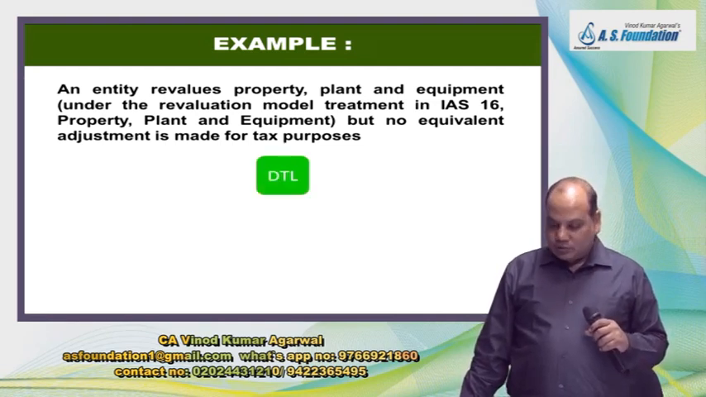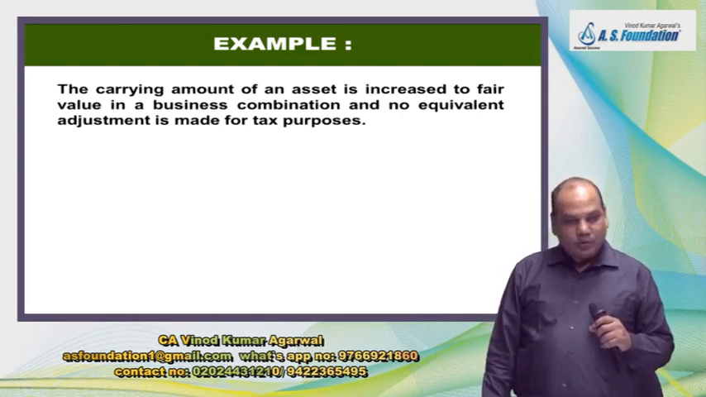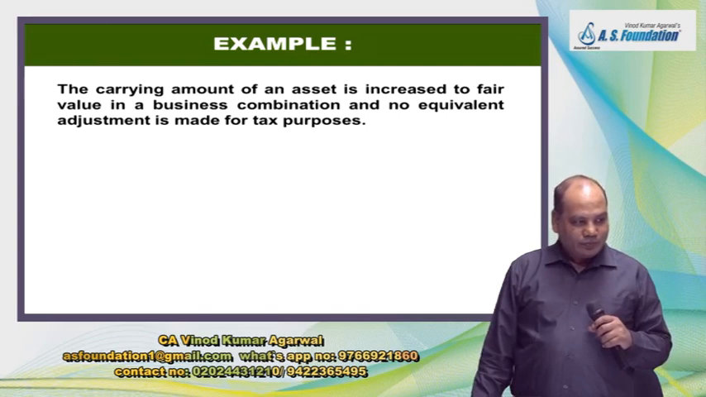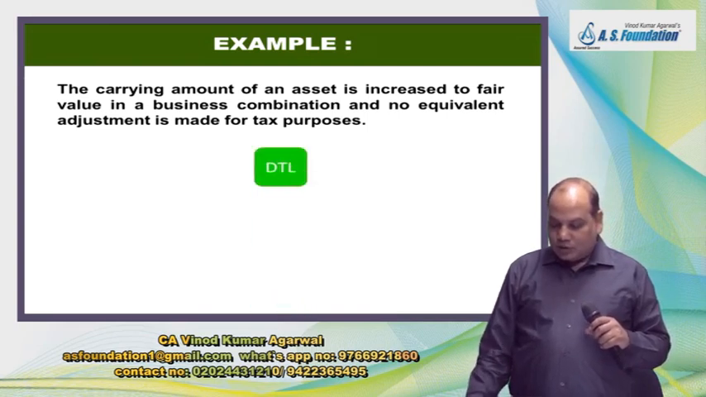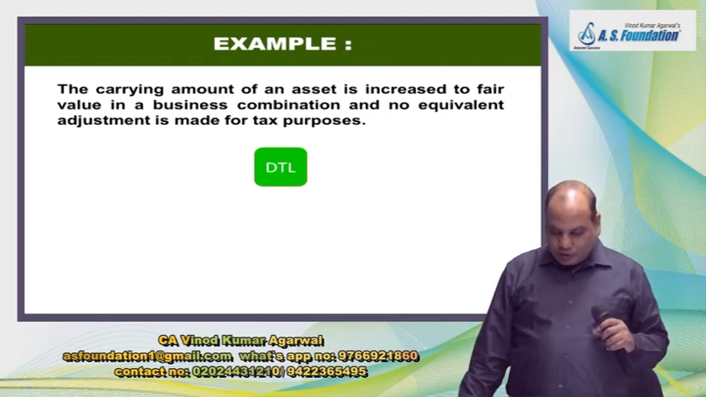So DTL. The carrying amount of the asset is increased to fair value in a business combination, but no equivalent adjustment is made for tax purpose. Same question. Now this question will be required for business combination problems. Next question.